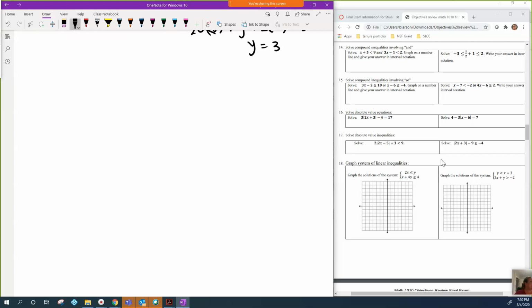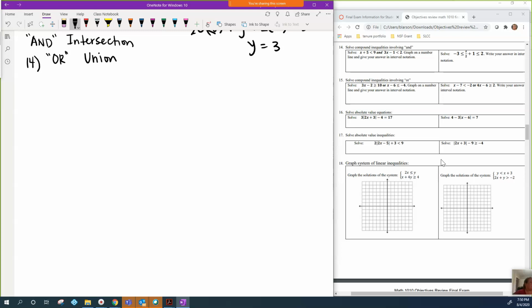All right, so I want to skip down and maybe do number 14. Let's make sure that we remember a few things here. If you see the word "and," that means we want to find the intersection, the overlap. And if you see the word "or," that means you want the union, both sets together, everything in both sets.